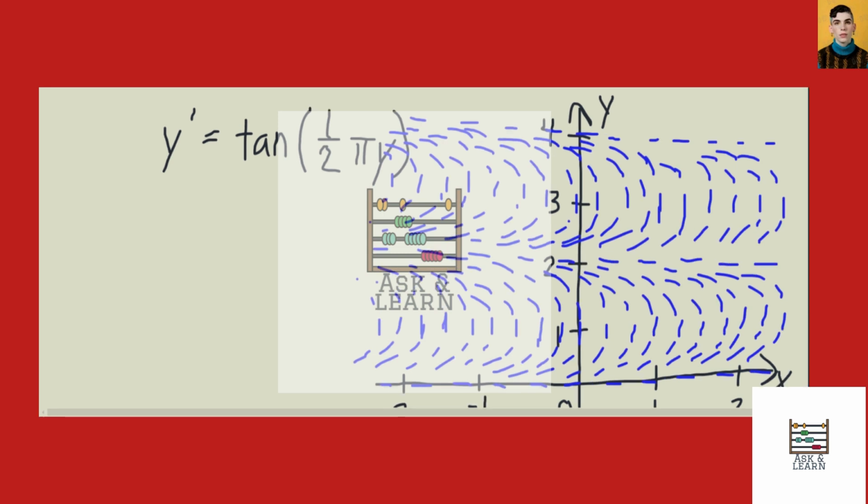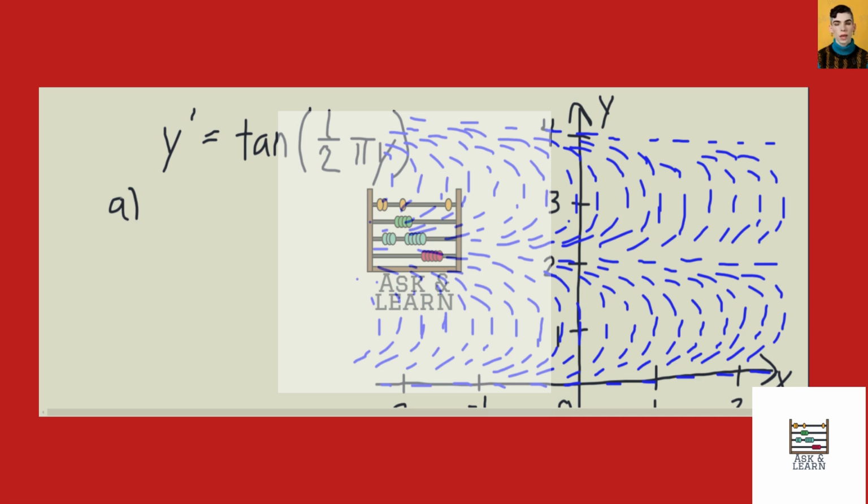We are given a differential equation and a rough sketch of the slope field of this equation. We are asked to find solutions with given initial values and to find all equilibrium solutions. The equation we're given is y prime equals tangent of 1/2 pi y, and the associated slope field is given to the right.